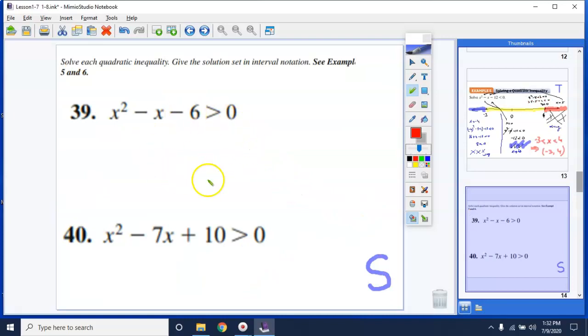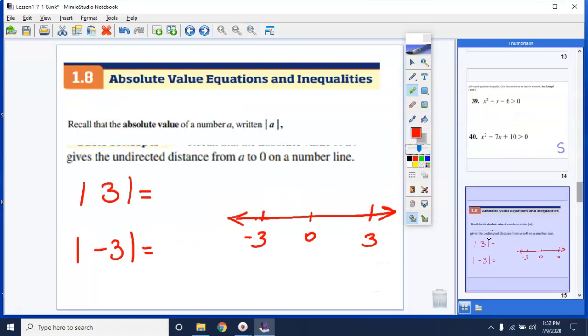So again, guys, pause the video. I want you to solve those examples. So we are done with lesson 1.7. It's time to move on to lesson 1.8, absolute value.